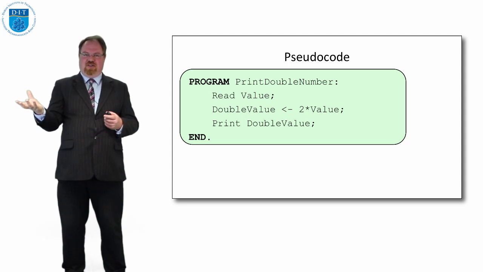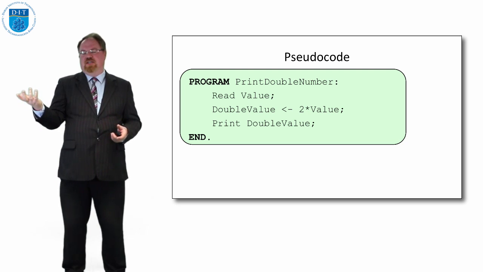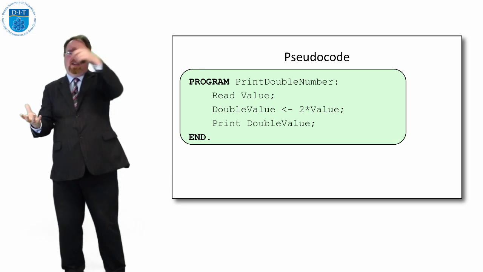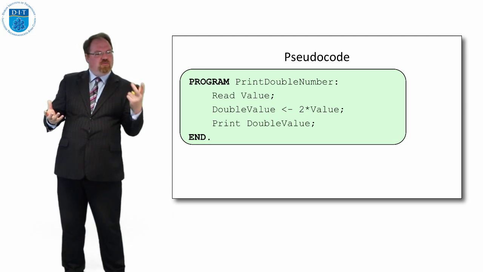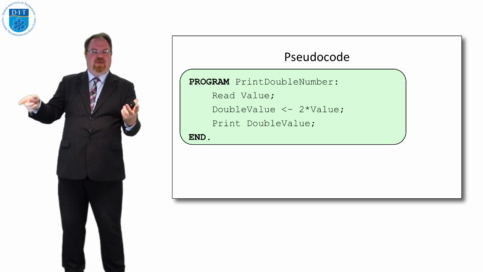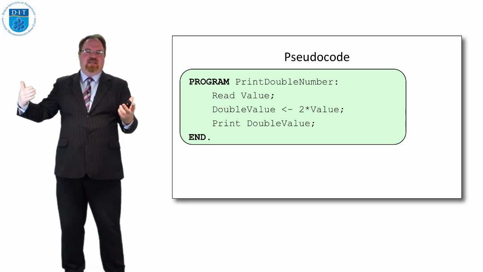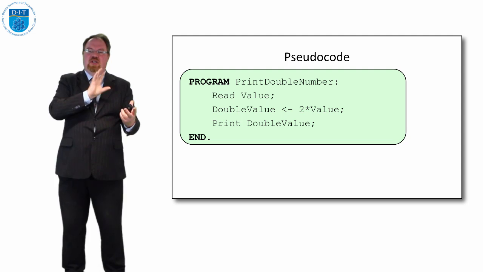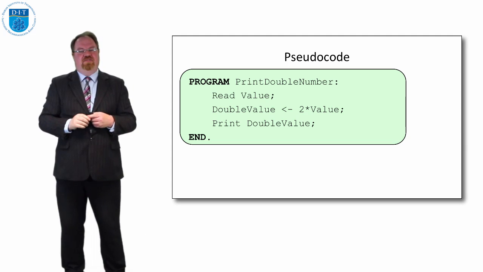So we've got a bucket called value. We read in a number that a user types in. Let's say they put in 5. Then we create a new bucket called double value, and double value gets the result of 2 multiplied by 5, which is 10. And then the command is to print out whatever is stored in the bucket double value.